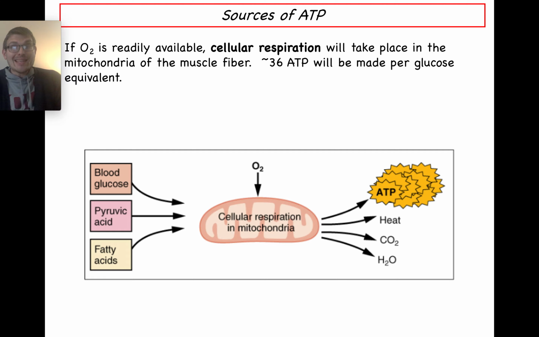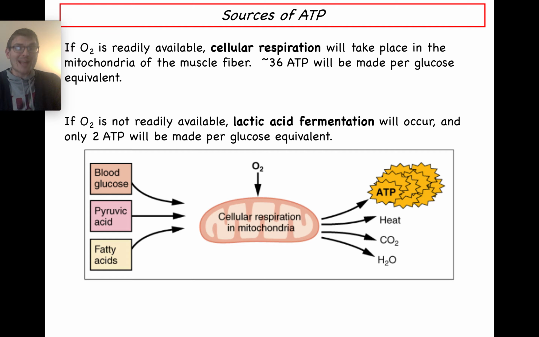So, if oxygen is readily available, our mitochondria will utilize cellular respiration. And as we've discussed way back when, for every 1 glucose equivalent, about 36 molecules of ATP are going to be made. So that's quite a lot of ATP. But if oxygen is not readily available, meaning if we are using a lot more oxygen than we are delivering, then we cannot go through cellular respiration. And instead of using the mitochondria, we are instead going to use lactic acid fermentation, which takes place in the cytoplasm. So lactic acid fermentation is kind of a problem.